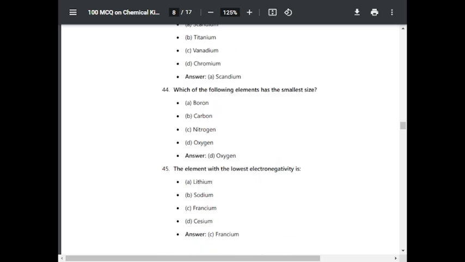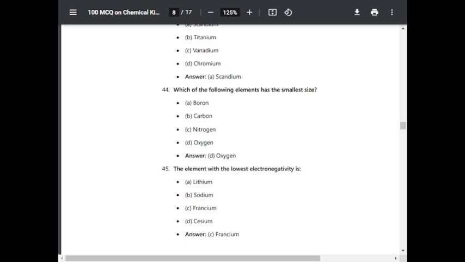Question number 44. Which of the following element has the smallest size? Option A boron, option B carbon, option C nitrogen, option D oxygen. The oxygen has the smallest size. The option D is correct. Oxygen has the smallest size. So D is correct.